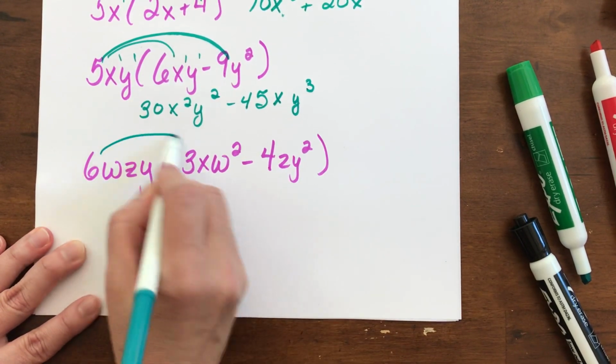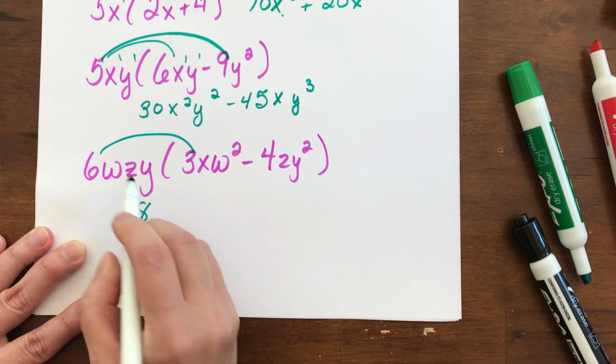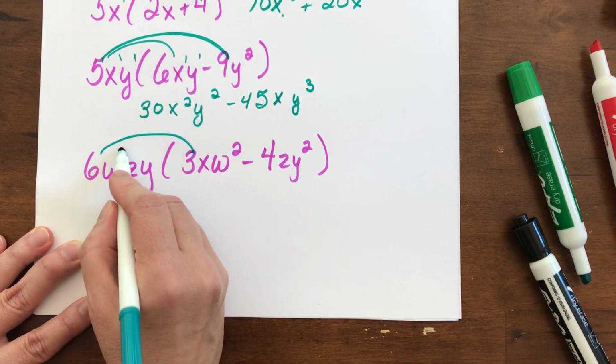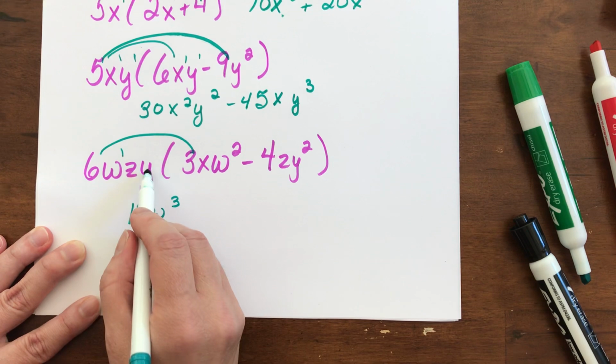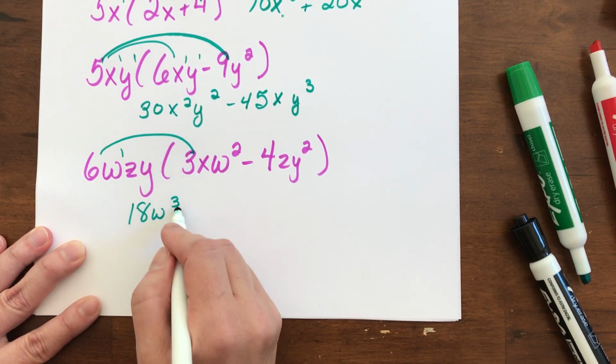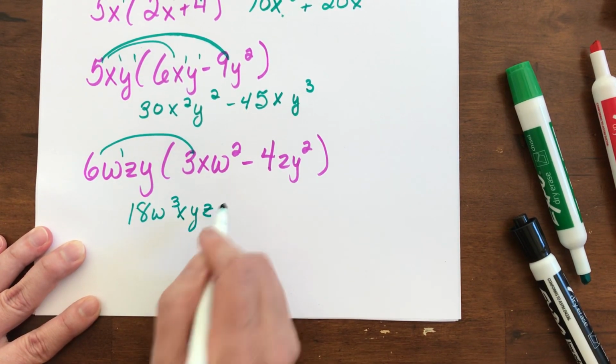Then down here, the same thing. 6 times 3 is 18. W to the 1 times w to the second is w to the third. I don't have a z. I don't have another y. I don't have another x. So I'm just going to bring it down in ABC order.